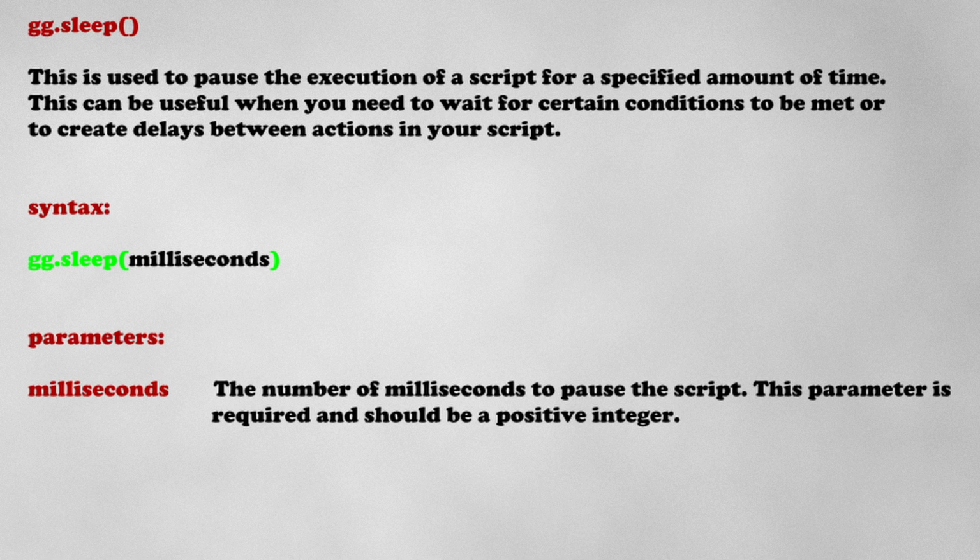gg.sleep. This is used to pause the execution of a script for a specified amount of time. This can be useful when you need to wait for certain conditions to be met or to create delays between actions in your script. Syntax: gg.sleep(milliseconds). Parameters. Milliseconds: the number of milliseconds to pause the script. This parameter is required and should be a positive integer.